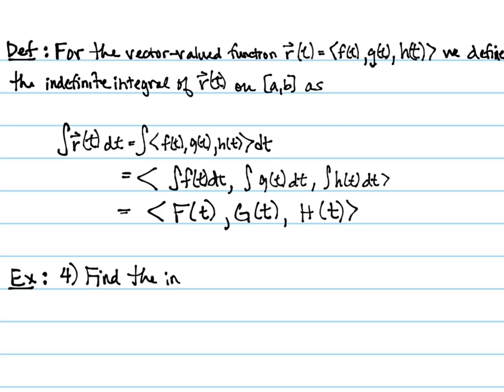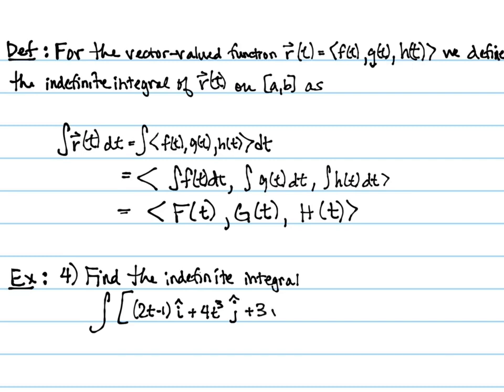So we're going to find the indefinite integral. And we're going to do this one. So the integral of 2t minus 1 i plus 4t cubed j plus 3 square root t k dt. We used lowercase r, so now we'll call this capital R.